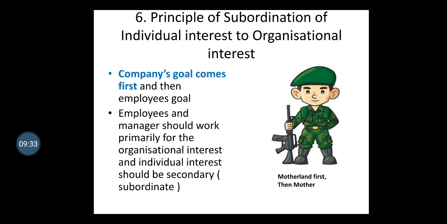What happens when they all work for the organization? Because when all commonly work towards organizational goals, obviously company is going to prosper, company is going to progress, and the direct results will be to the employees, because employees will be paid good salary, they will be promoted, there will be expansion, there will be diversification. Thus Fayol says that the organizational interest comes first and individual interest comes second, that is subordinate.